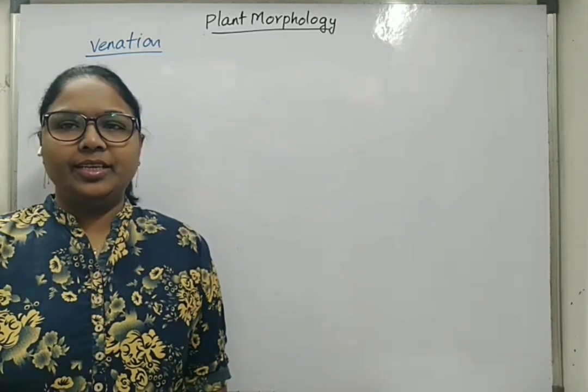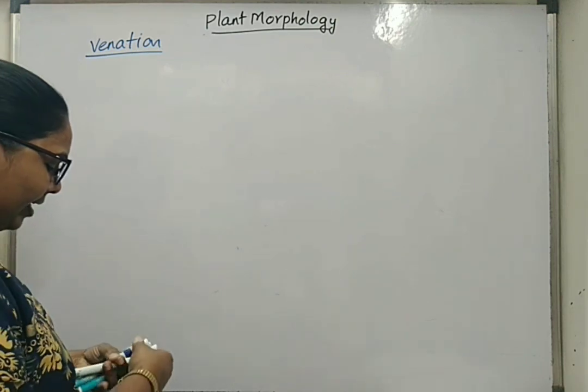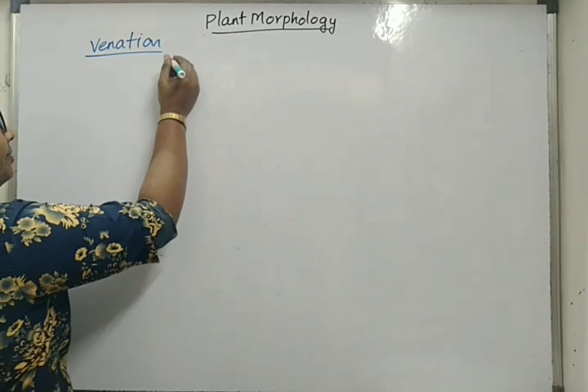Hello students, now we will learn about venation in leaves. What is meant by venation? Arrangement of veins and veinlets in leaf lamina is called as venation.